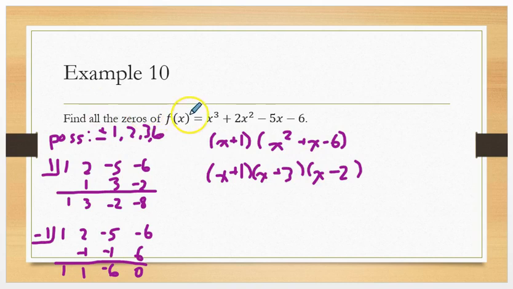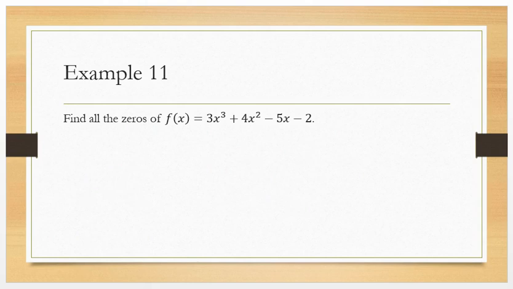So my zeros for this polynomial are x equals negative 3, negative 1, and positive 2. And I'm getting that from looking at my factors here, setting them to 0 and solving. This one gave me negative 3, this one gave me negative 1, and this one gave me 2. The order doesn't matter. I just think it makes sense to start with the smallest number and then work your way up.